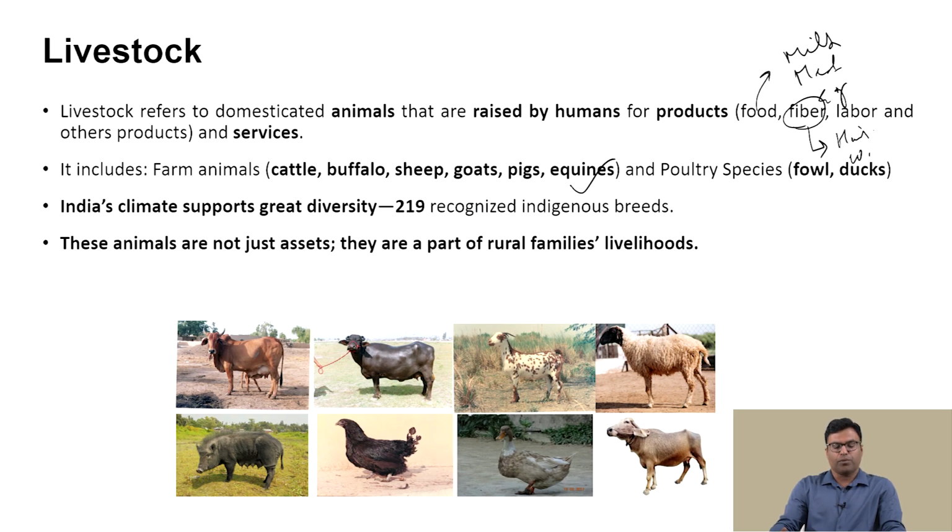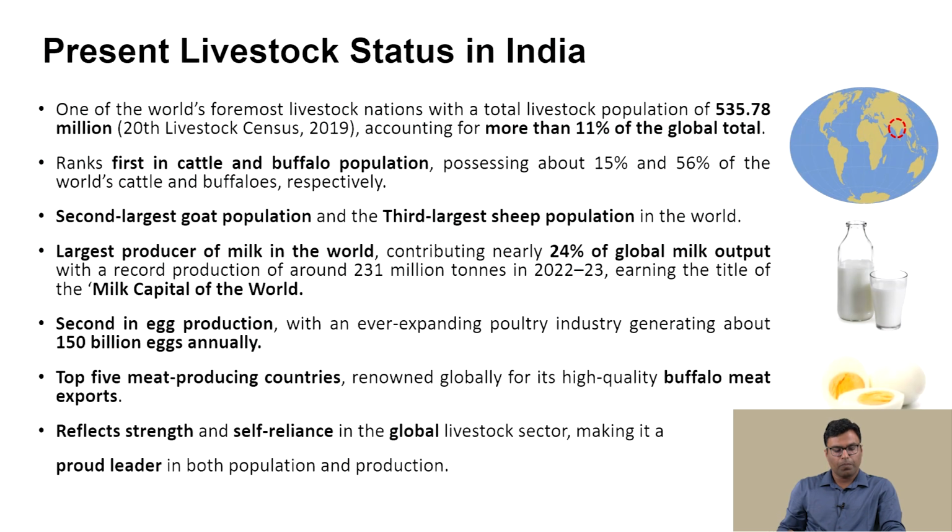Now, India's climate supports great diversity. At present, we have 219 recognized indigenous breeds. These animals are not just assets, they are a part of our rural families' livelihood. In livestock status, we hold a very proud position, having the largest livestock population with just 2.5% of the land. We have 11% of the global total of livestock in the world. Also, India ranks first in cattle, first in buffalo, second in goat, and third in sheep.